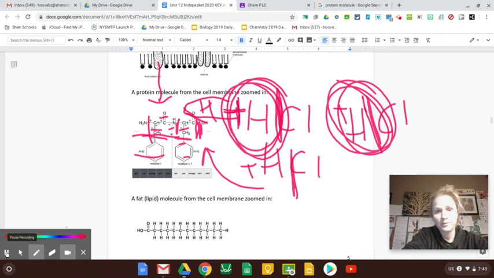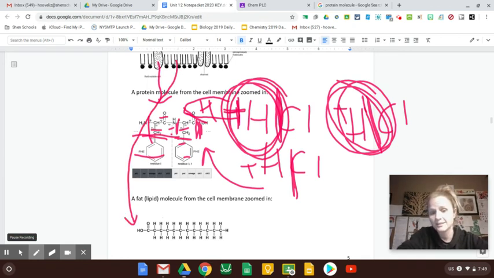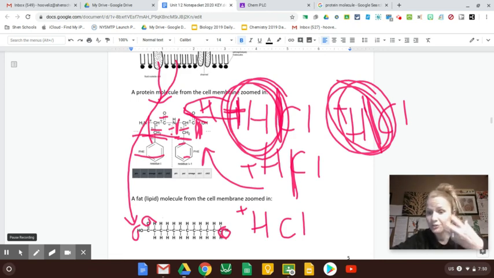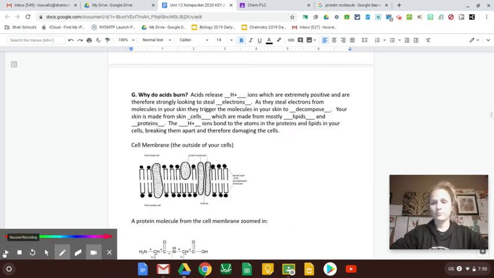Okay, and then down here, most of your cell membrane is also made of lipids or fats. This is what a lipid looks like. So again, if you pour some hydrochloric acid on it, you have these positive H's, and they'd love to knock one of these H's off and bond with that C, or bond with that OH, or bond with that O. And again, it's now breaking the fat in your skin, breaking the cell membrane, and now you have broken cells. So your cells are literally damaged by these H+.